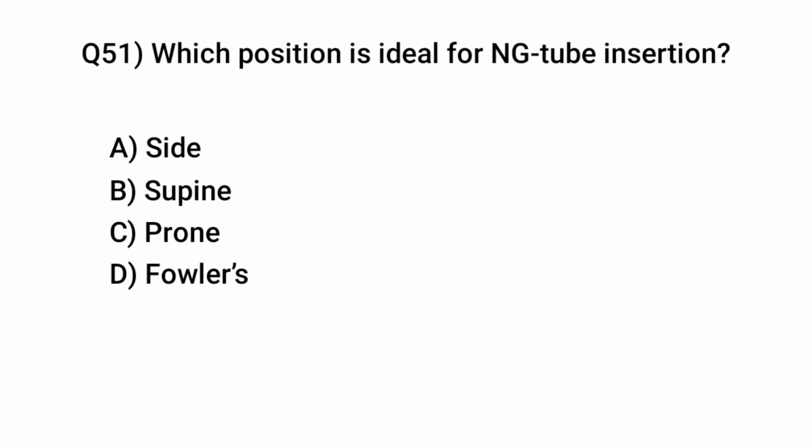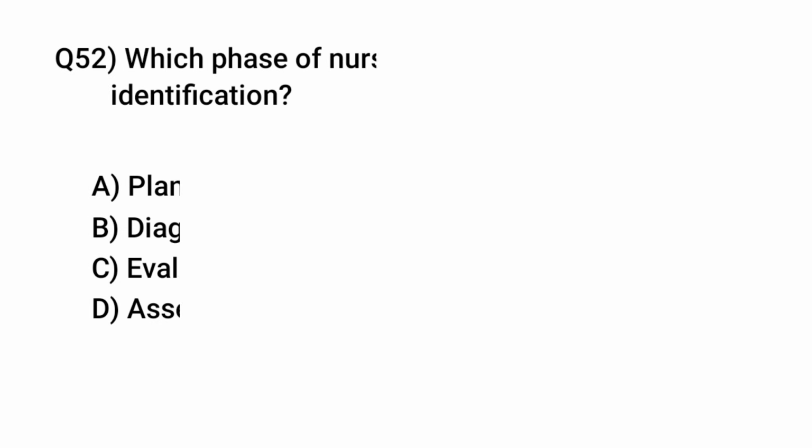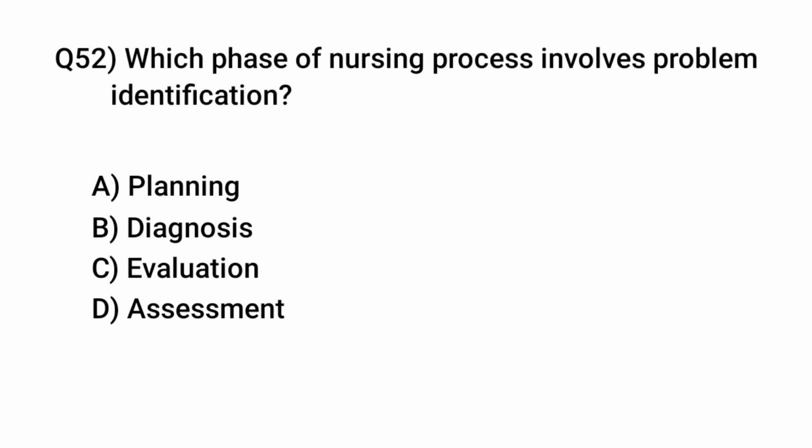Question number 51. Which position is ideal for nasogastric tube insertion? Correct option is D. Fowler's position. Question number 52. Which phase of nursing process involves problem identification? Correct option is B. Diagnose.